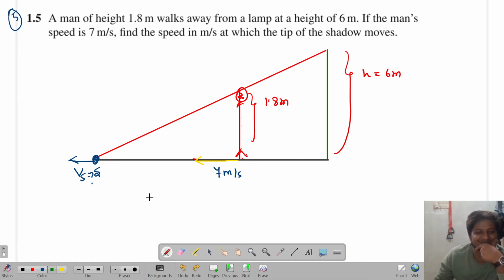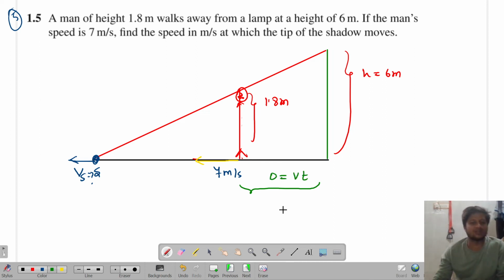Tell me one thing. Let's suppose the man is traveling with speed v, so this distance will be given as v into time t. Yes or no? Yes, sir.